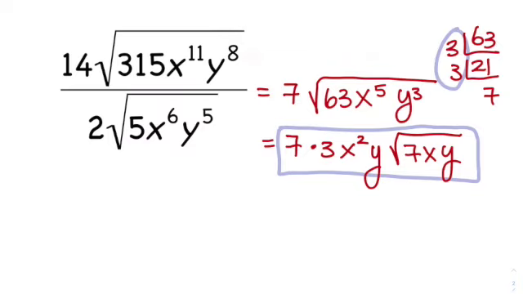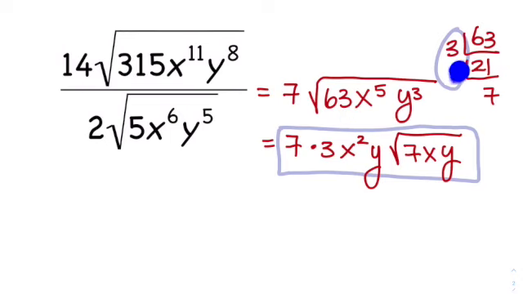All right, so now let's take a look at this problem. You have 14 right here. Divide by 2, that gives me the 7. 315 divided by 5 gives me 63. X to the 11th and x to the 6th gives me x to the 5th. Y to the 8th and y to the 5th gives me y to the 3rd.